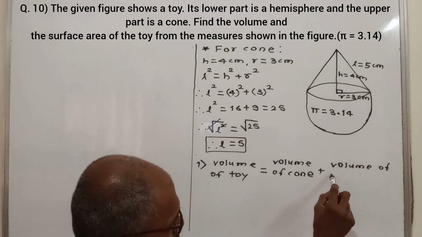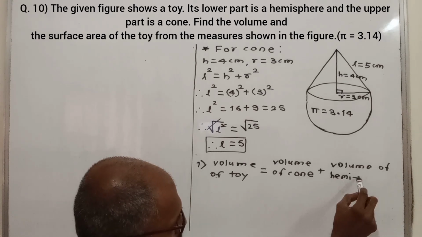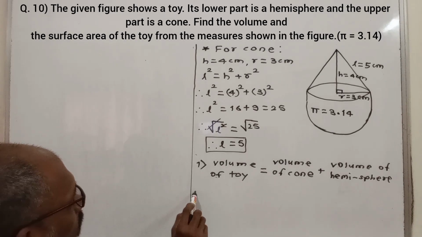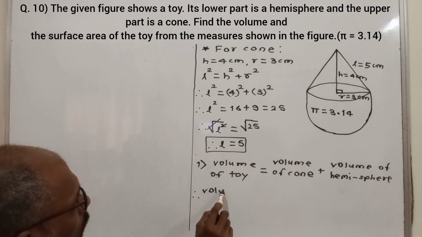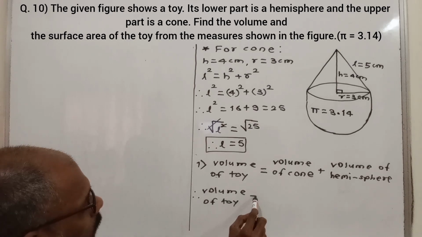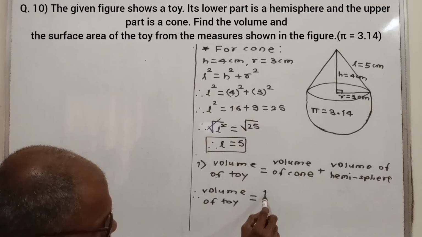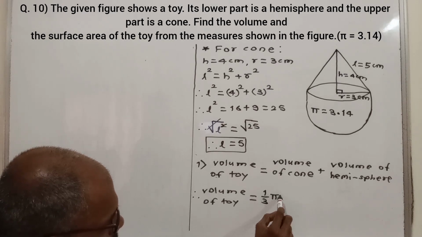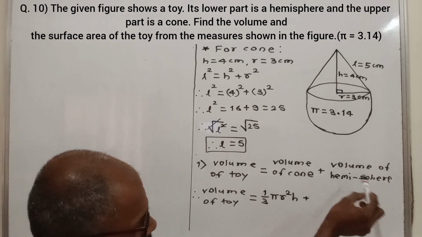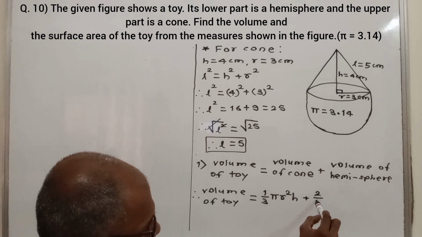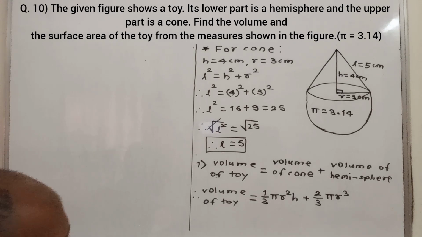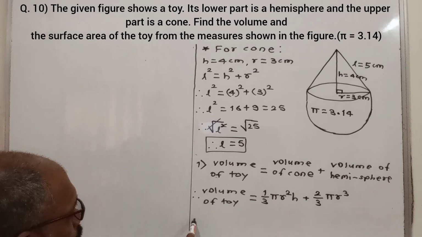Volume of hemisphere. Did you get it? Therefore, volume of toy is equal to volume of cone, 1 upon 3 pi r square h, plus volume of hemisphere, 2 upon 3 pi r cube. Now we substitute here values.